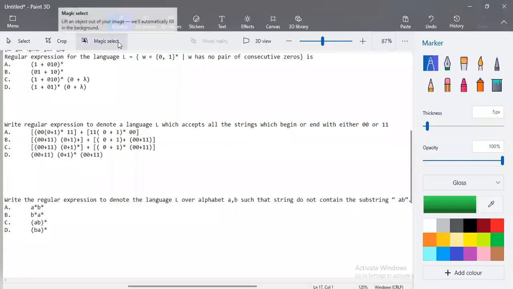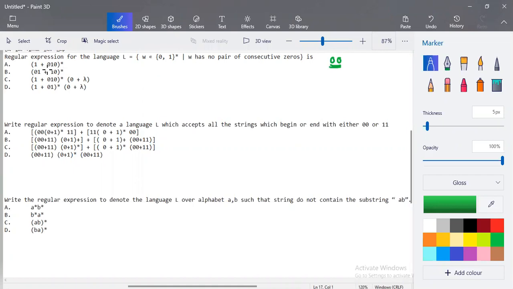The first question that we have taken is a regular expression for the language combination of 0 and 1 the whole star, where W has no pair of consecutive zeros. Okay, so which means the input never ever has a 0-0 combination into it. Two consecutive zeros should not be there.